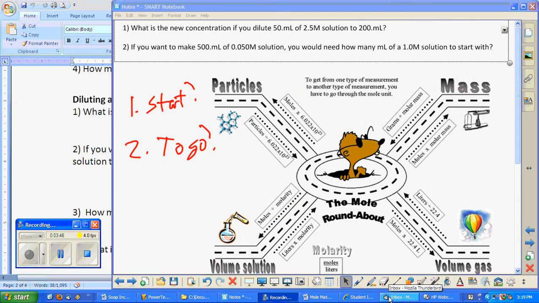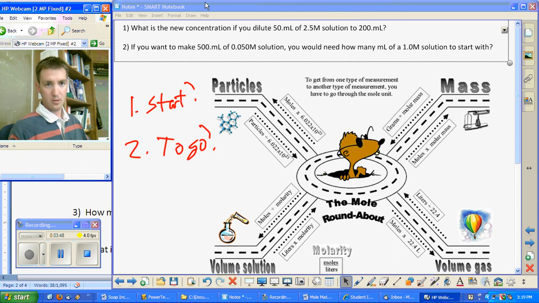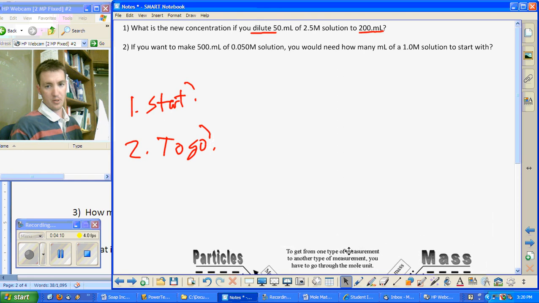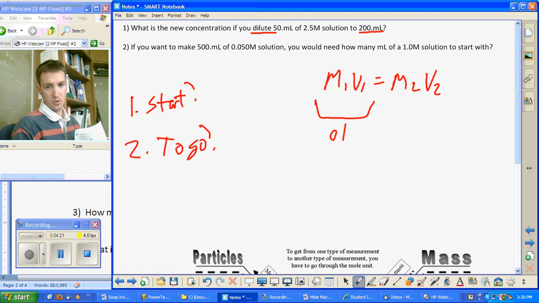Alright, next up, we're looking at diluting. So we want to know what's the new concentration if you dilute 50 milliliters of 2.5 molar and you turn it into 200 milliliters. So first off, if you see the word dilute, you know you're not necessarily working on this the same way. If you're diluting something, the equation is that you have an original solution and a new solution. So old, new.